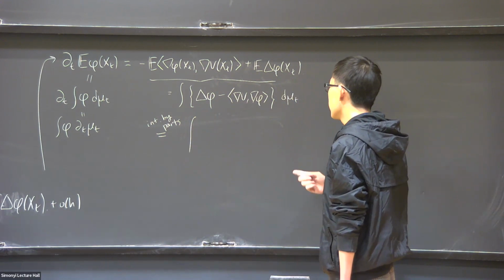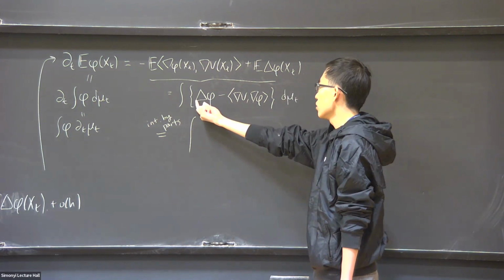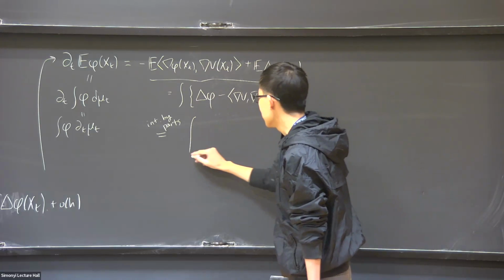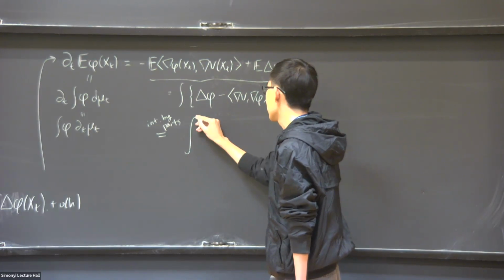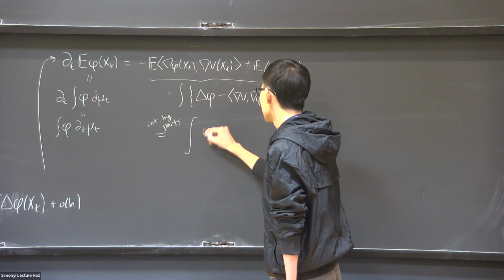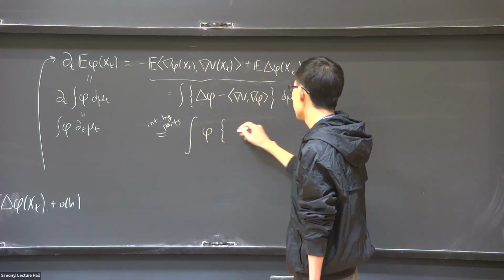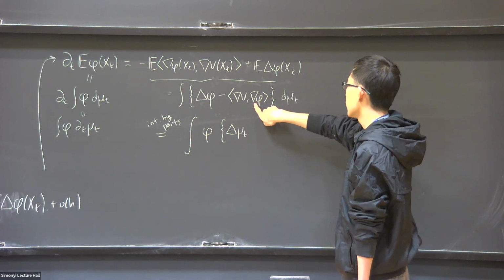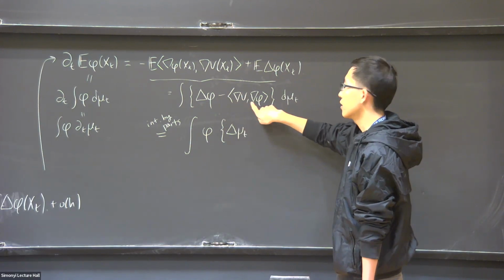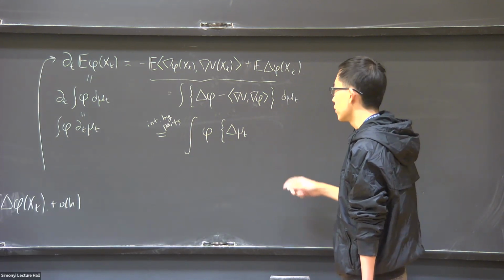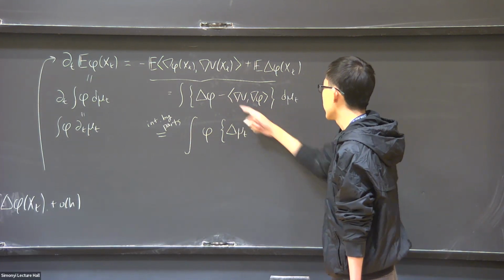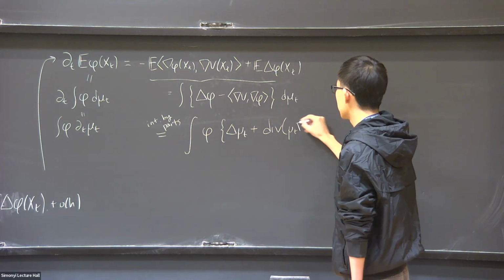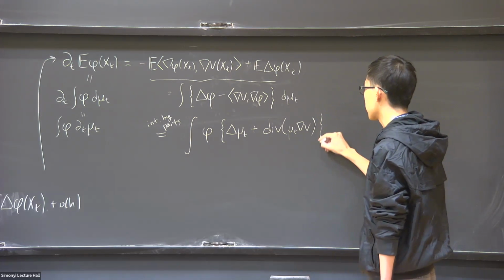Okay, so what happens when you integrate by parts? First of all, the Laplacian, you can just move over to the mu_t. Don't worry about all the details of integration by parts if you haven't done these calculations in a while. You can just trust me. So here, the Laplacian, you can move over to mu_t. And then here I need to integrate by parts to take the gradient off of this phi. The way this goes is this minus becomes a plus, and then you get the divergence of the rest of this stuff, which is mu_t times the gradient of V.